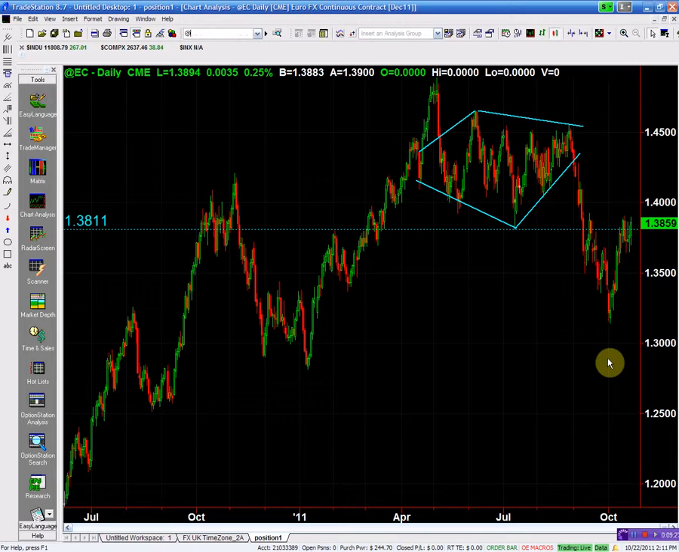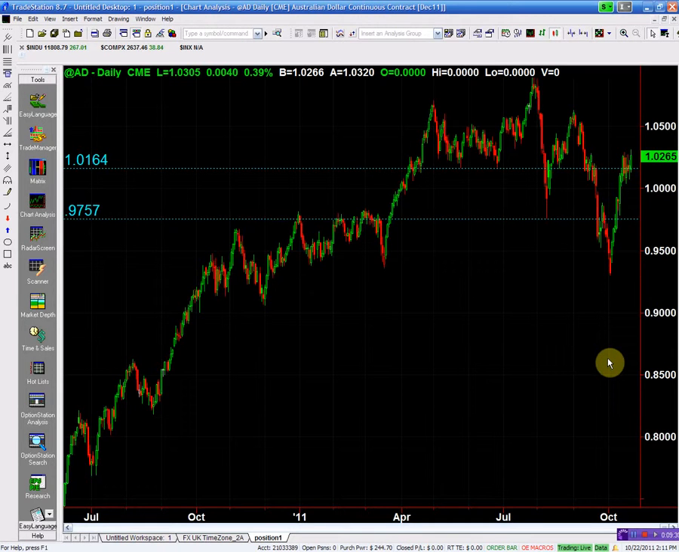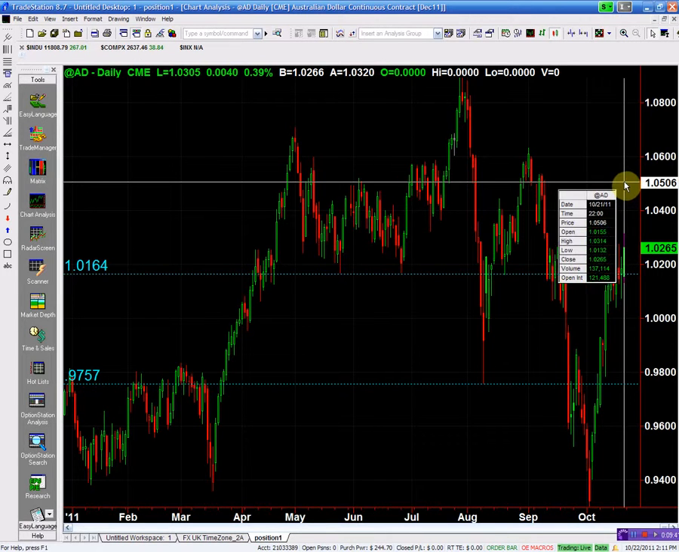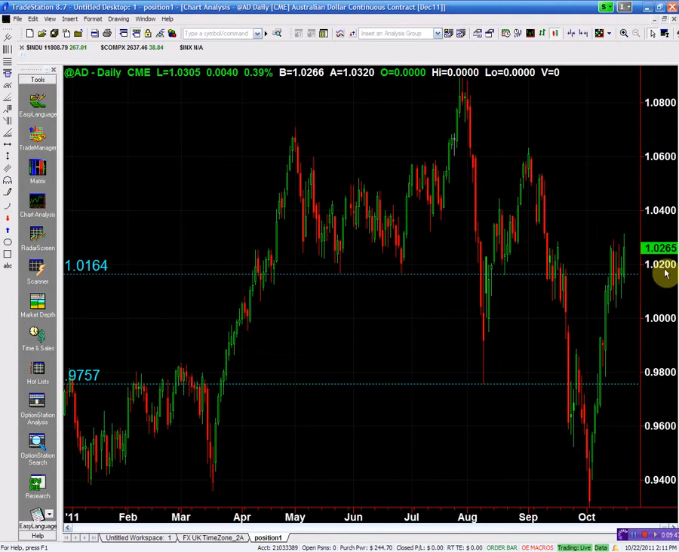If you look at the Aussie, again, we traded above the structural point of 101.64. We rallied to put a high on Friday of 103.14, and we closed the week at 102.65. Now take a look at this point here. We broke the 101.64, and for 5 days, 6 days, we did not get any follow through to the upside.